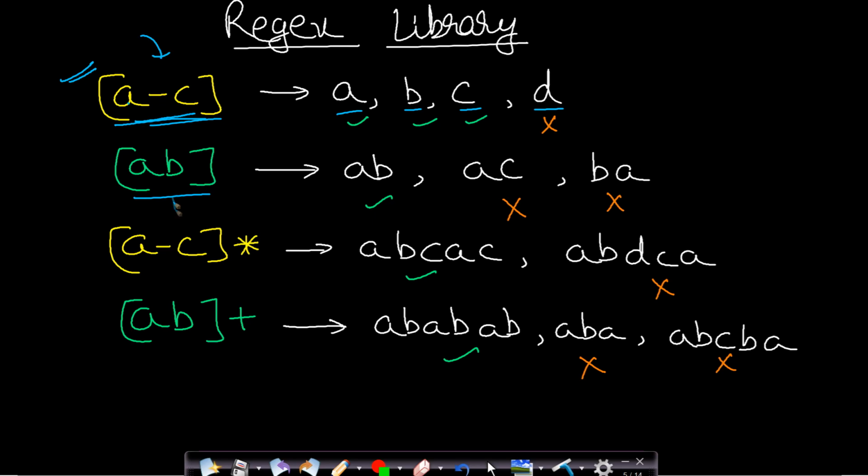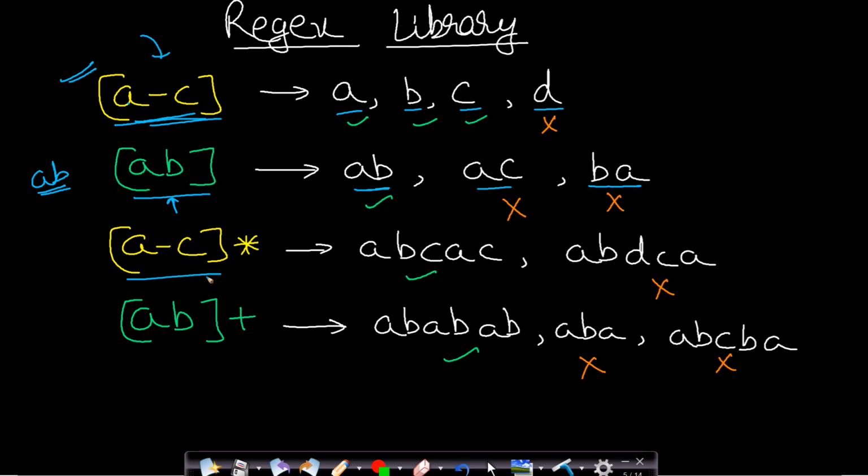This is denoting just a single character in the range of A to C. Now this is indicating a block of characters which has 2 characters. So in this case, if you write AB then this will be valid, but if you write AC or BA, or if you repeat the characters more than 2 times, then they will be invalid.